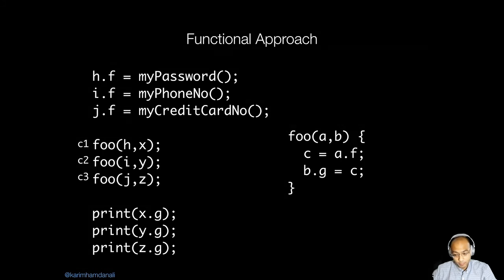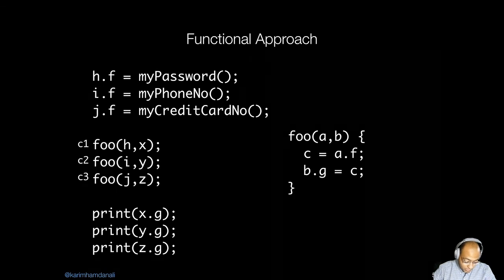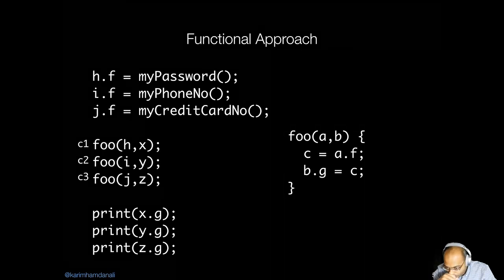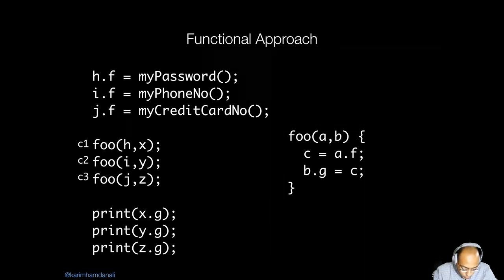Foo receives two parameters, and it assigns a.f to c, c to b.g, and that's it. So it has some side effects. And then we have three method calls to print, and we're printing the value g of x, y, and z. So how does the functional approach work here?